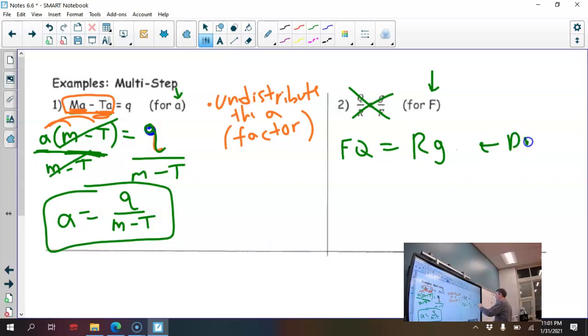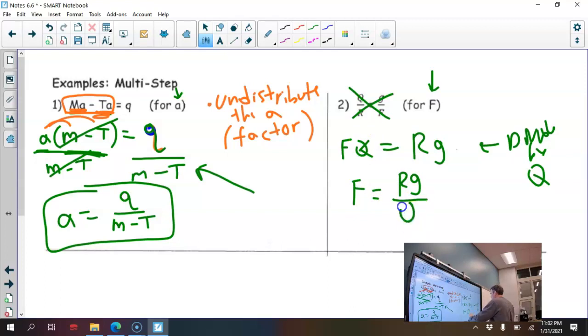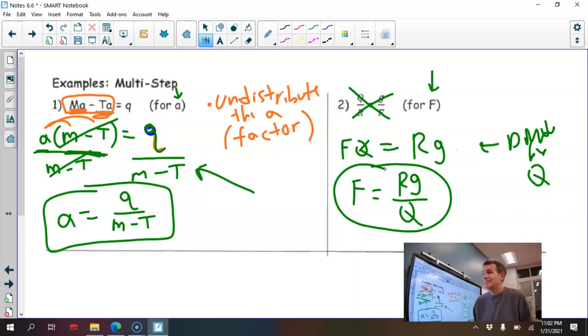So out here I'm going to write divide by Q. But I'm not actually going to show it the way I did over here. I'm just going to do it. Dividing by Q cancels out the Q, and then this side would be divided by Q, and there's my answer. F equals R times G all over Q. This is what I mean by you don't have to show that you're dividing by Q. Just do it and write down what you get.